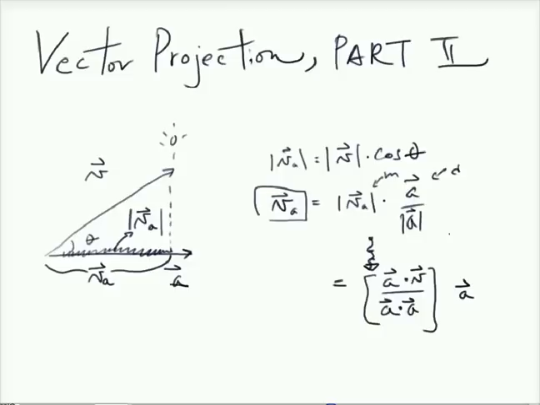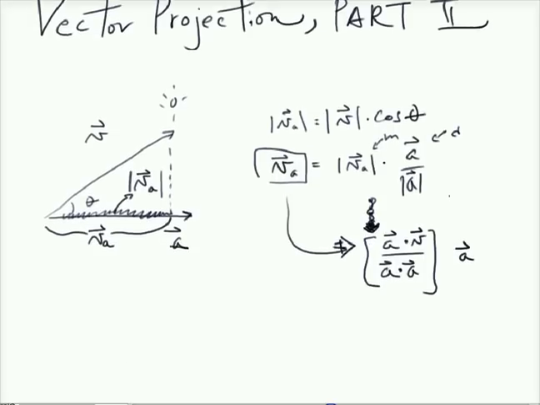Welcome to part two of vector projection. As we worked out in the previous video, we derived this: vector v projected onto A is equal to that, using this idea and some fancy algebraic manipulation. Now we're going to be using that.